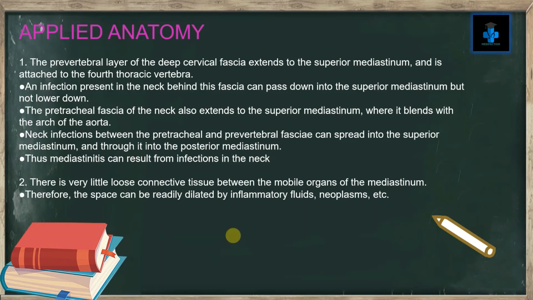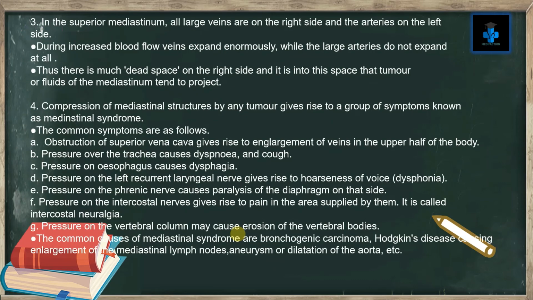There is very little loose connective tissue between the mobile organs of the mediastinum. Therefore, the space can be readily dilated by inflammatory fluids, neoplasms, etc. In the superior mediastinum, all large veins are on the right side and the arteries on the left side. During increased blood flow, veins expand enormously, while the large arteries do not expand at all. Thus, there is much dead space on the right side, and it is into this space that tumors or fluids of the mediastinum tend to project.